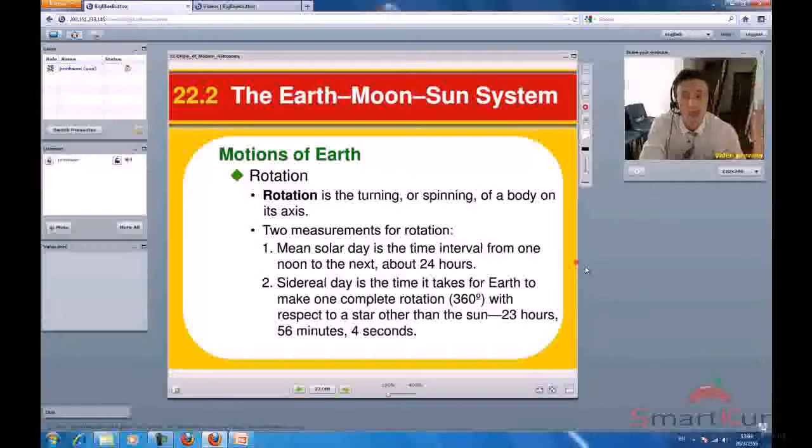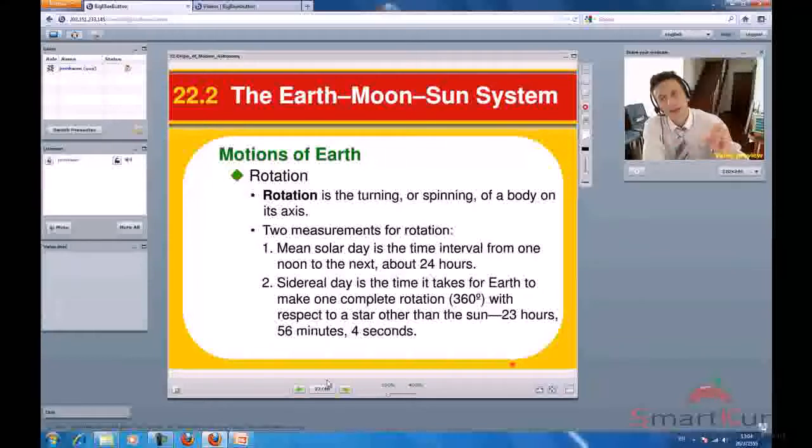23, motions of the Earth. Rotation. It's the spinning. There are two ways to measure rotation. Number one, the mean solar day is the time from one noon to the next, which is 24 hours. That's the day that we measure. That's the day that we know, from noon to noon. It takes 24 hours. But there's also another type of measurement called the sidereal day.